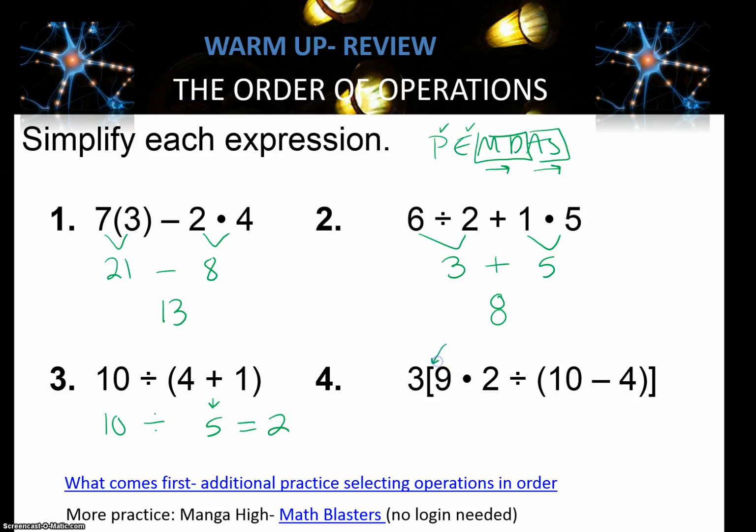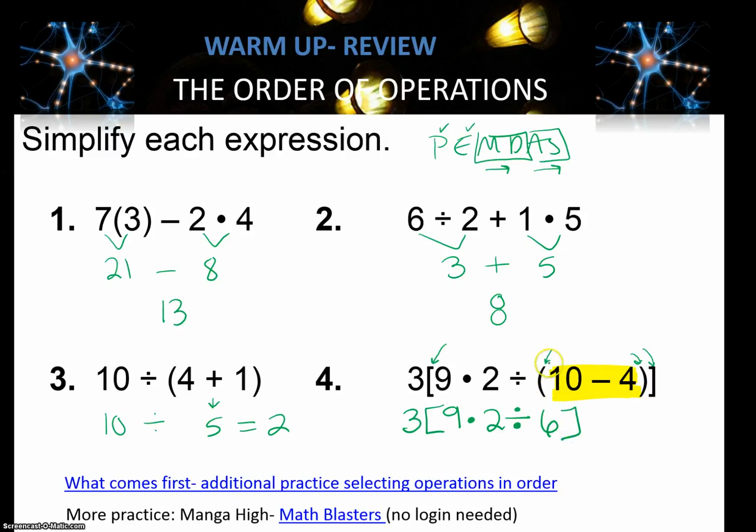Now this symbol right here is also a grouping symbol. Whenever you have more than one grouping symbol, you do the innermost grouping symbol first. So you need to do this part first. So we're going to go ahead and solve that first. I write everything else down. I'm writing 3, the bracket, 9 times 2 divided by, and then once you solve inside the parentheses, those parentheses can disappear. So 10 minus 4 is 6.